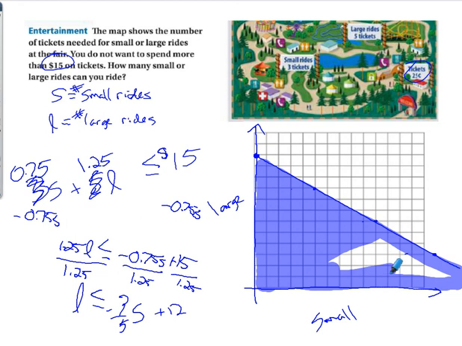I can ride 12 large rides and 0 small rides. Or just pick out any ordered pair anywhere inside the feasible region. I can ride, let's see, that'd be 1, 2, 3, 4, 5 small rides and whatever large rides. Okay? Everything in here works. So how many small or large rides can you ride? This is the answer. Any one of these ordered pairs. I can ride 12 large, no small, or I can ride here, I don't know what that would be, 10 small and maybe 5 large or something like that. But every one of these works.